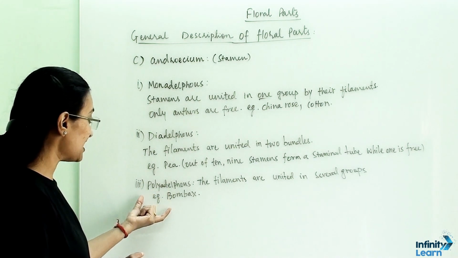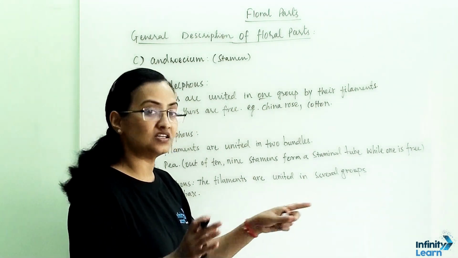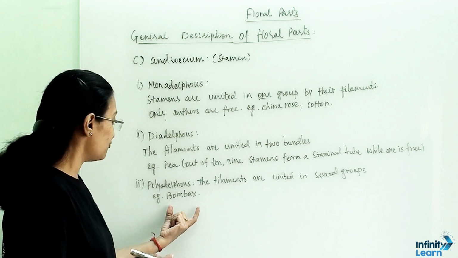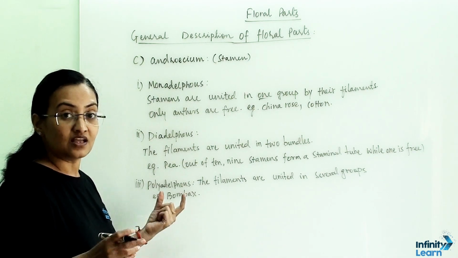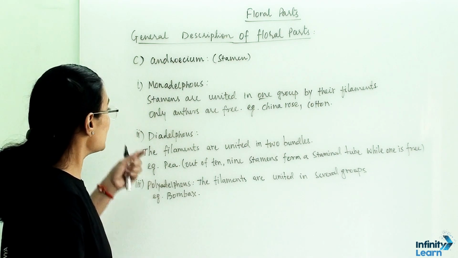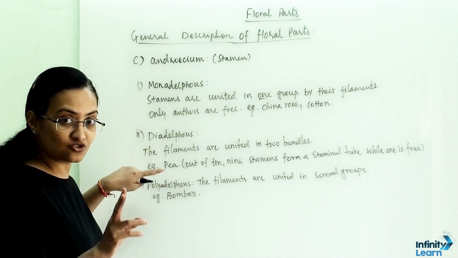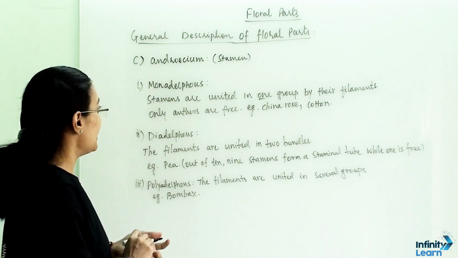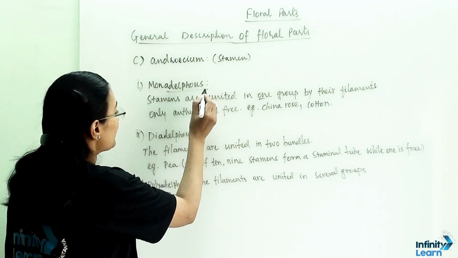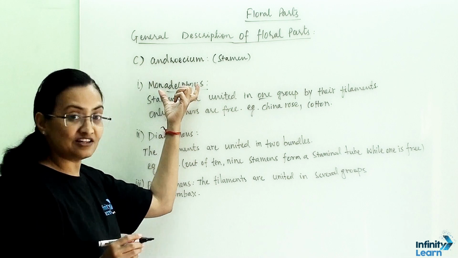Then comes polyadelphous. The filaments are united in several groups. For example, citrus. Now here, how to remember this group of the stamen? So mono means 1, di means 2 and poly means several. And suffix we are adding over here, that is adelphous.